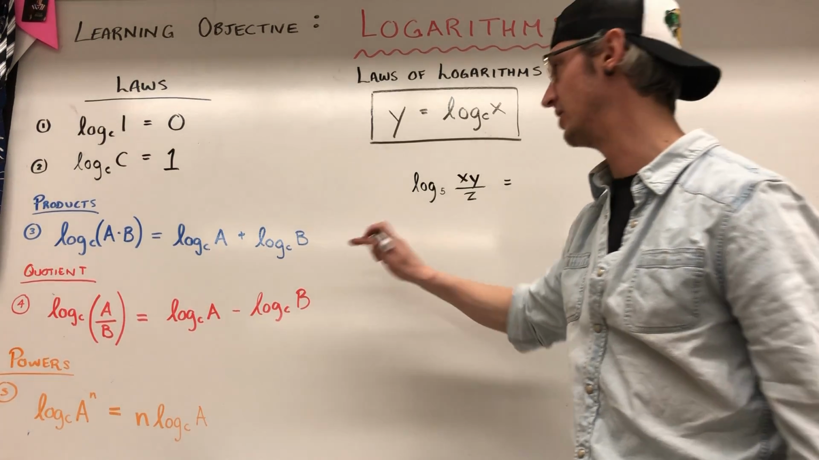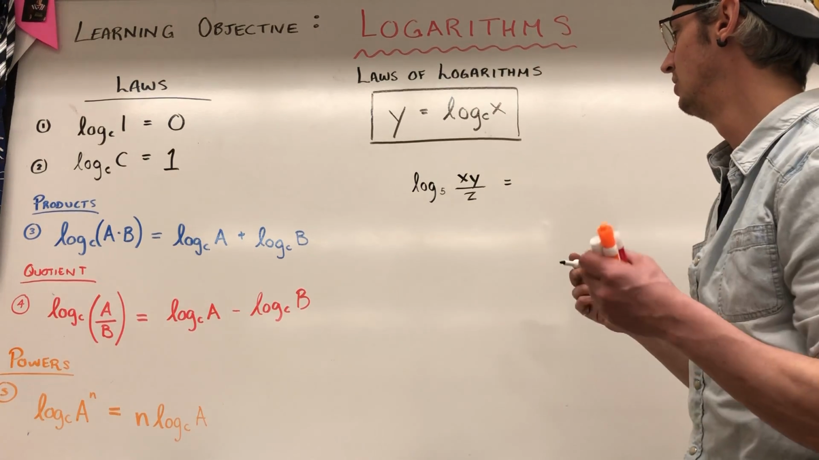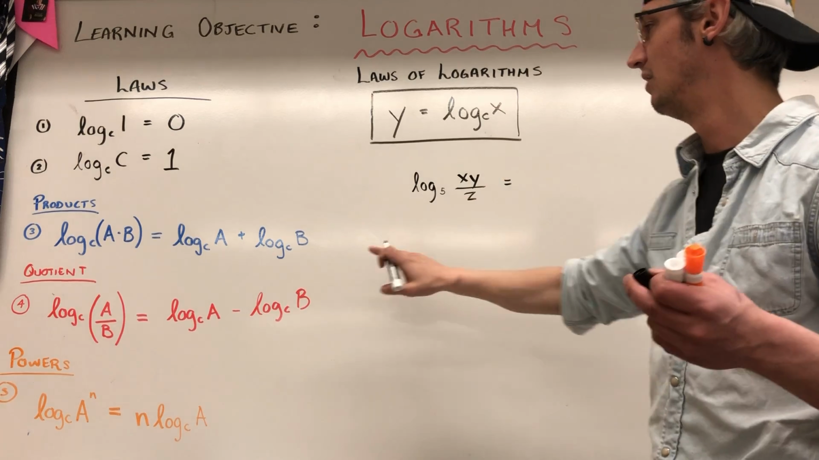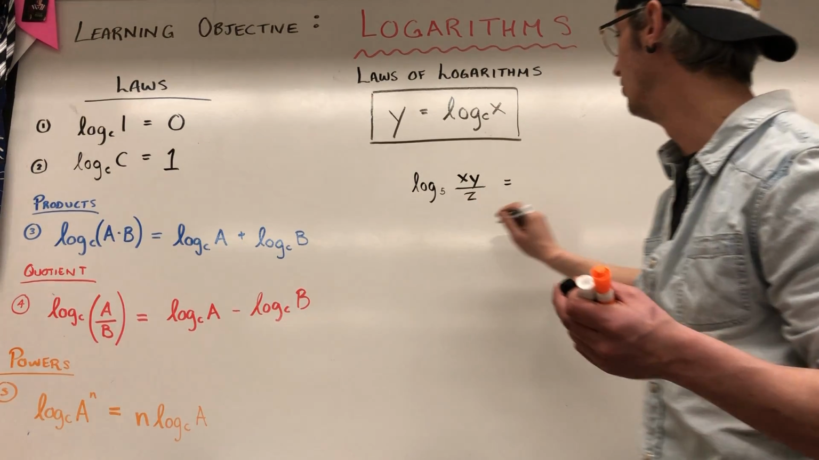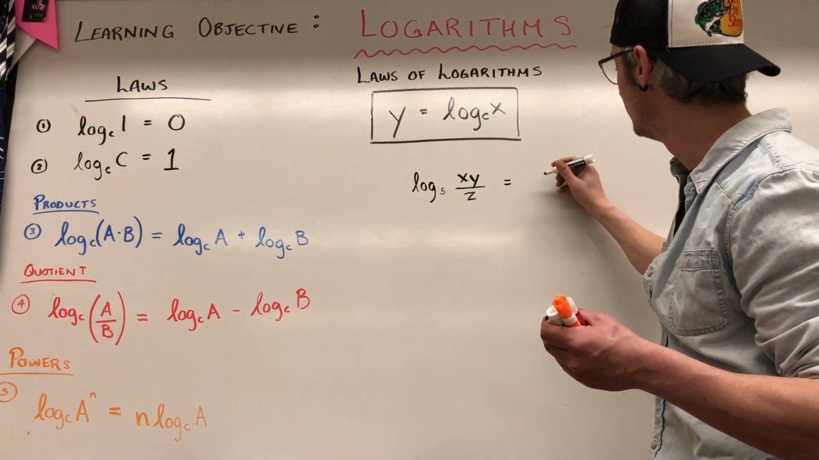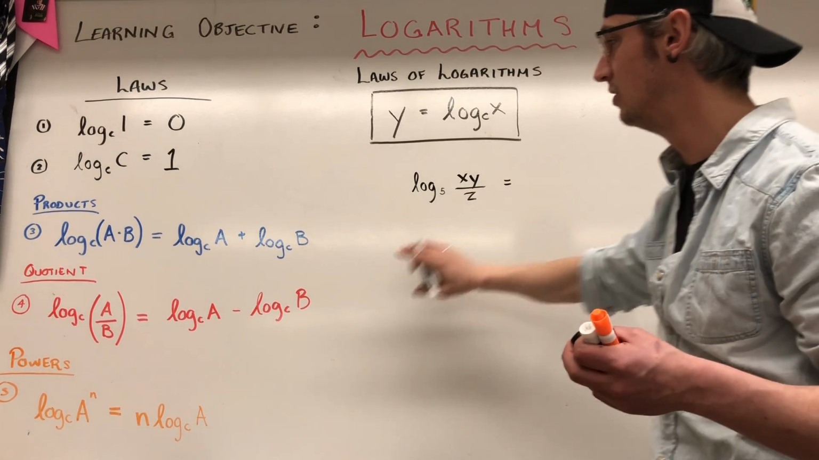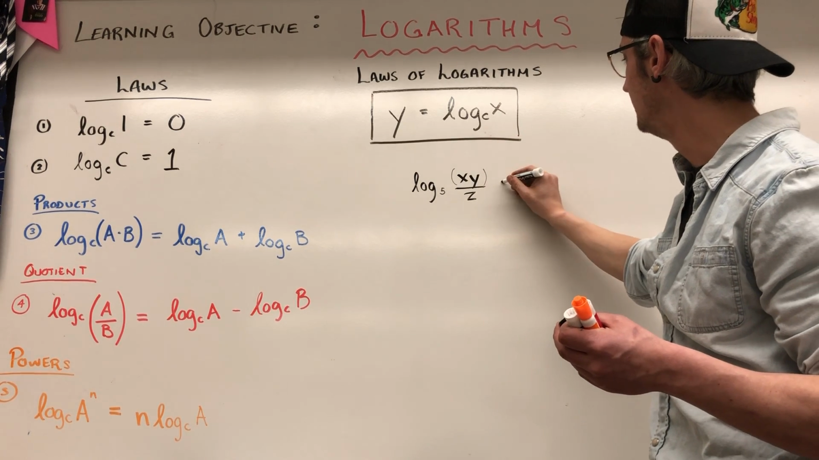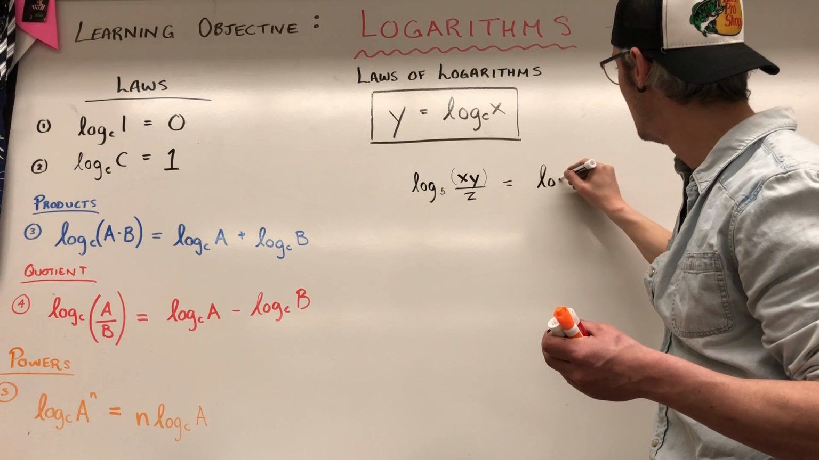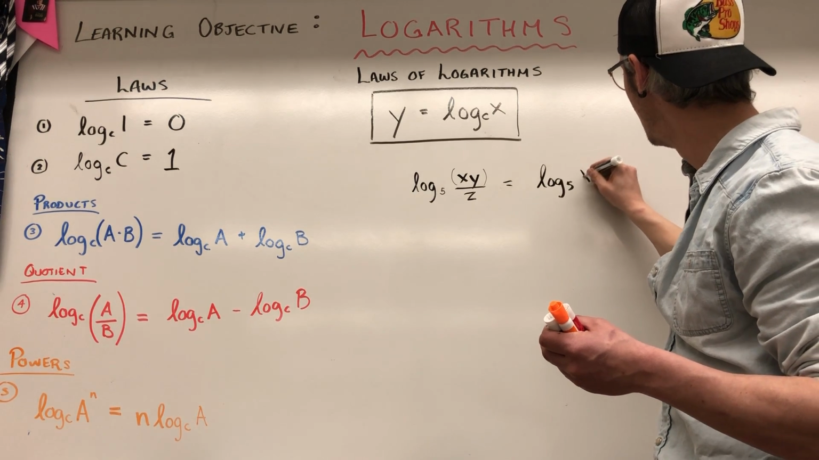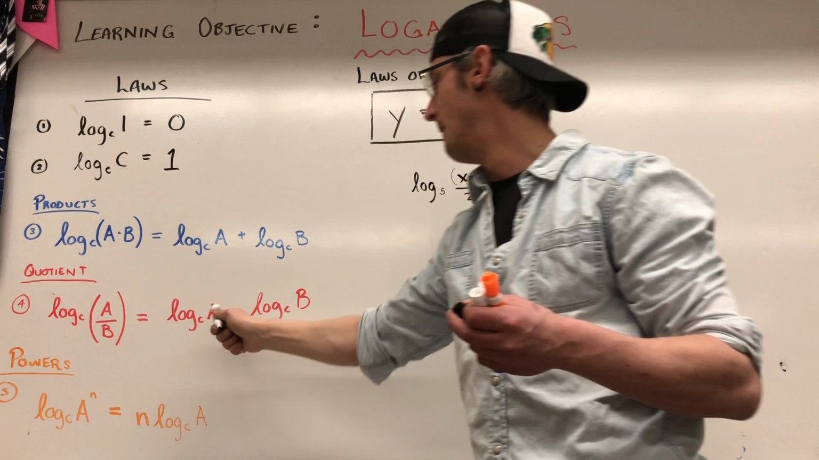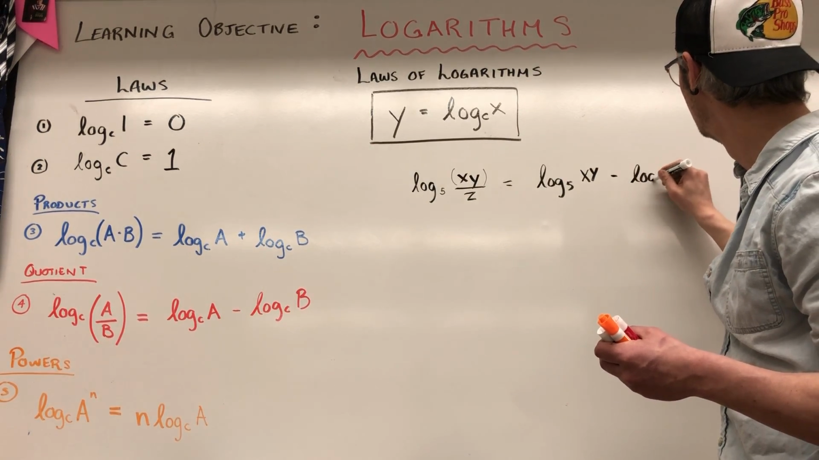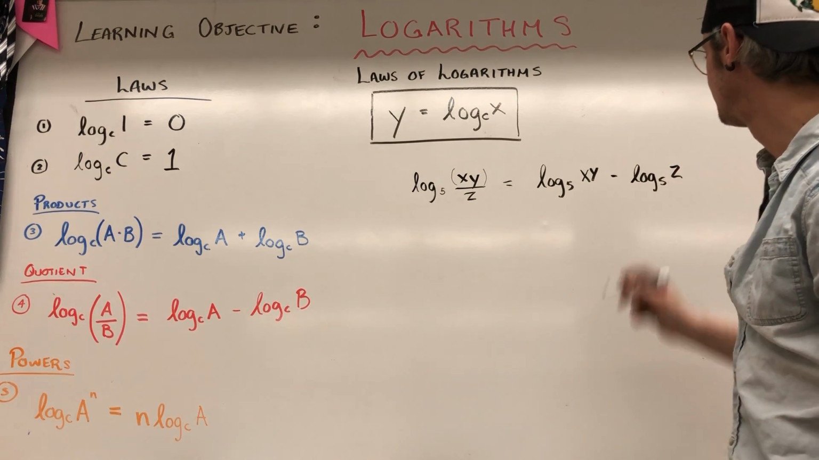And it doesn't really matter what order I go in. So I'm going to apply both laws in one go. Well, first I'm going to do this one. So I can rewrite this. I'm going to first do the quotient law. And I'm going to just treat this as one thing for now. So this becomes log base 5 of xy minus whatever's on the bottom, minus log base 5 of z.